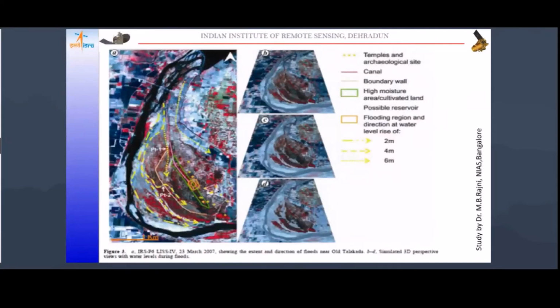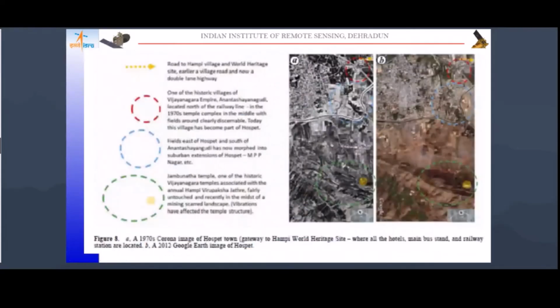Then another study by Dr. Rajni. Again, here mapping has been done. This shows the extent and direction of floods. This is done through LISS-4, a study done in 2007. Simulated 3D perspective views have also been shown. So the advantage of photogrammetry can also be seen. Similarly, another similar study.